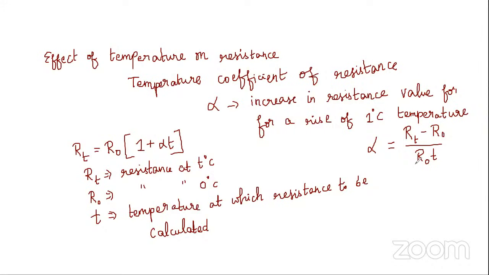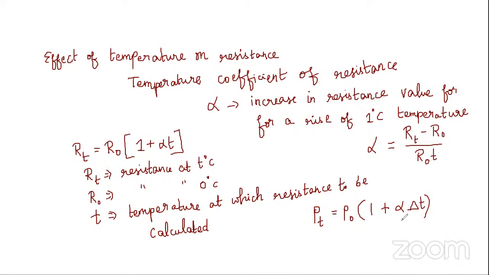Similarly, you can find out the resistivity also using a similar kind of relation, that is rho suffix T equal to rho 0 within the bracket (1 plus alpha into delta T). Delta T is nothing but the change in temperature. So rho suffix T equal to rho 0 into (1 plus alpha into delta T). So using this relation, you can find out the resistivity also for a conductor at any temperature.